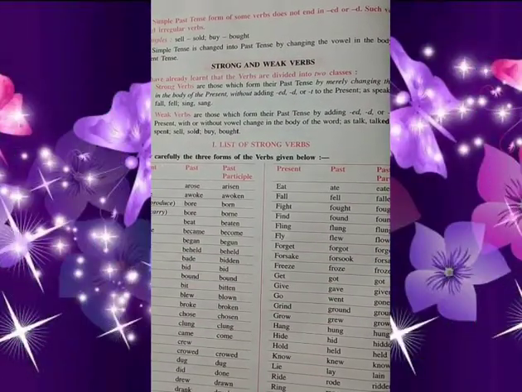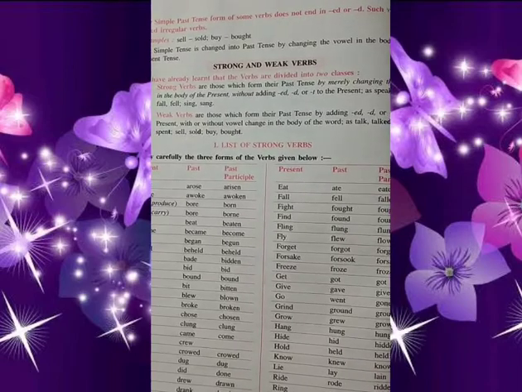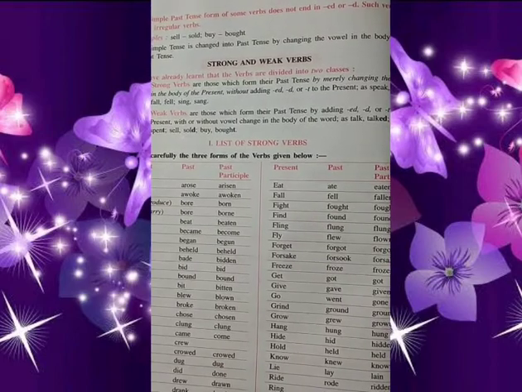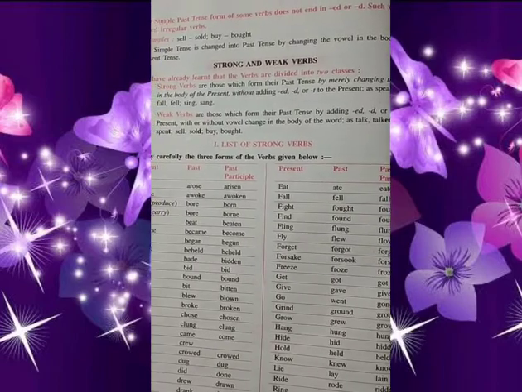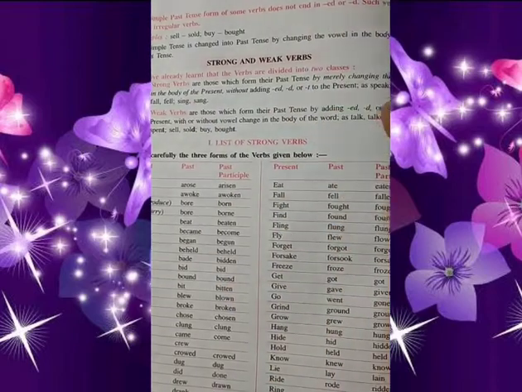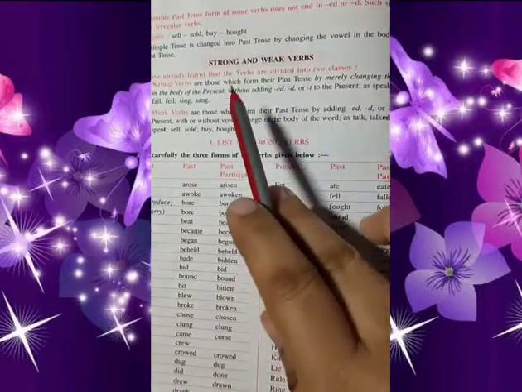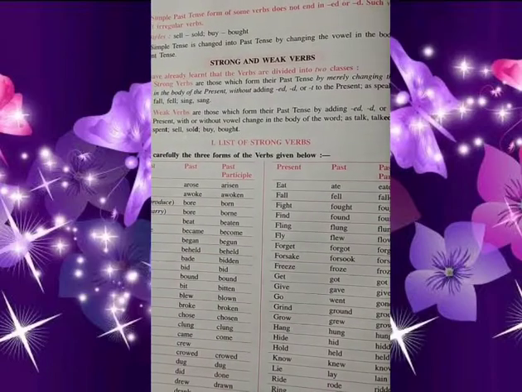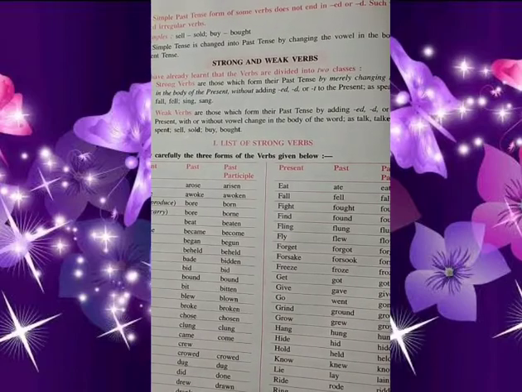Now next is the simple past tense. As I have told you, it shows an action that happened before today, and we add ed to show the action happened or is completed. But there are some simple past tense forms of the verb that do not end in ed. Such verbs are called irregular verbs, like sold, bought. In the book, on page numbers 82, 83 and 84, the list of strong verbs and weak verbs is given. You have to go through it.